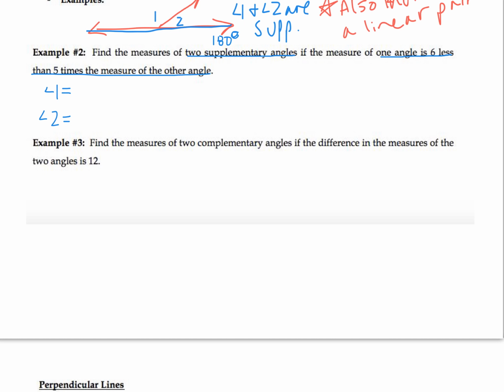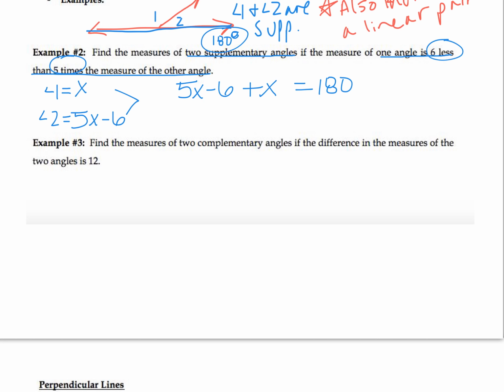All right, so we know one of the angles is 6 less than 5 times another, but we don't know the other. So let's say x is angle 1, because we don't know it. But we do know the other one is 5 times x minus 6, because it's 5 times the measure of the other angle and 6 less. So now that we have these two expressions for our angles, we know they add to 180, so we're just going to make this an equation. So we're going to go 5x minus 6 plus the other angle, because if we add both of these angles together, they equal 180.